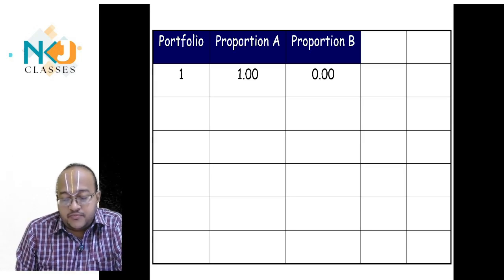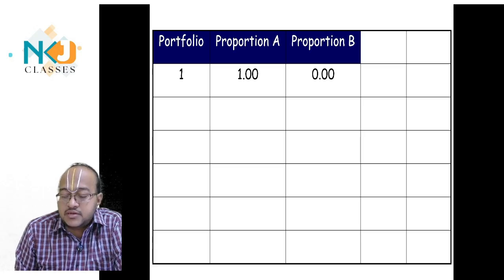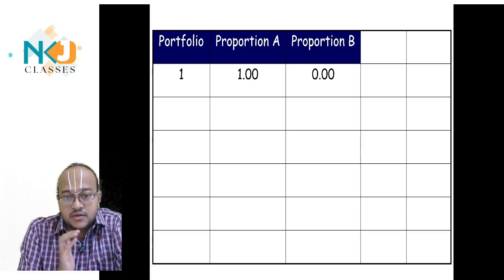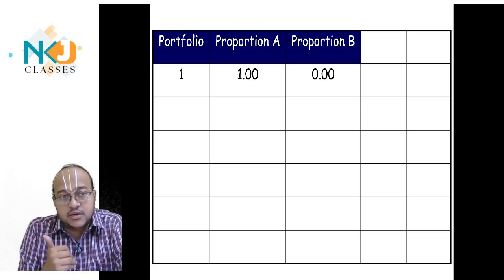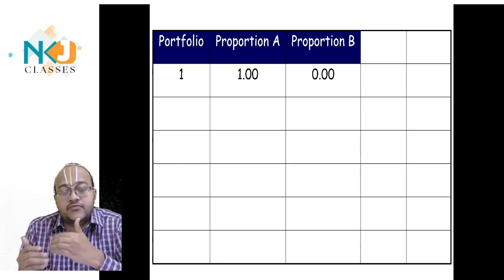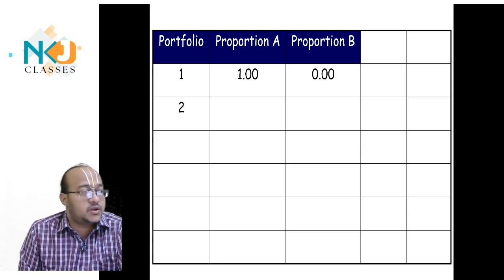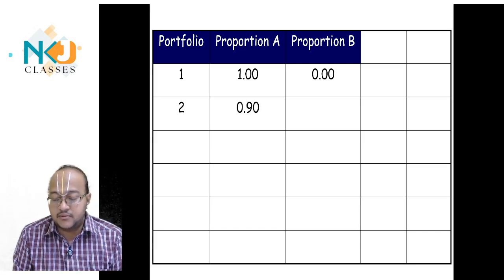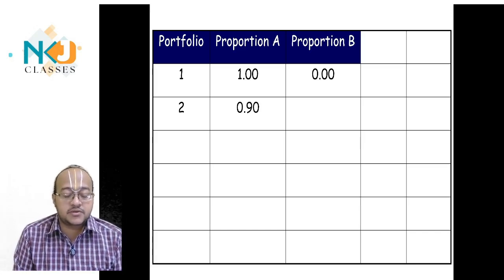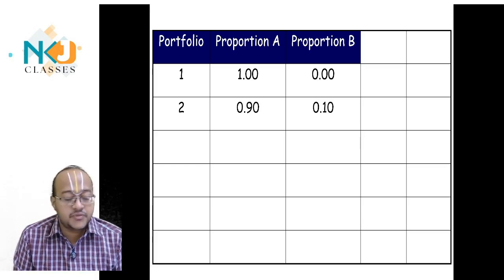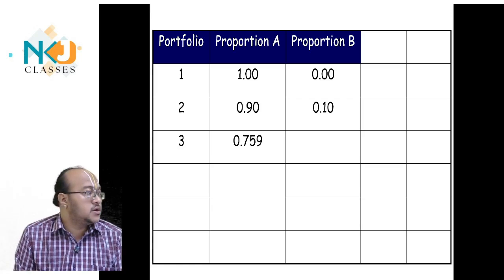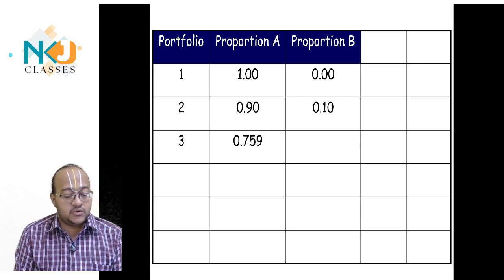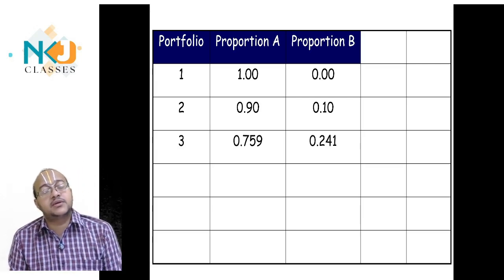This is the first portfolio. If that is the case, the standard deviation will remain 20. The expected return will be 12. Understood this? Now like this, we will construct different portfolios. In the second portfolio, we will have 90% of security A and put 10% in security B. Next, the third portfolio: we will put 75.9% in security A and 24.1% in security B.